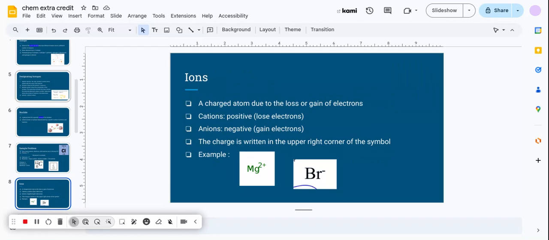For ions, so ions are a charged atom due to the loss or gain of electrons. So cations are positive, which means you're losing electrons, and then anions are negative, which means you're gaining electrons. And the charge is written in the upper right corner of the symbol. So an example of magnesium, you have 2 plus because you are losing 2 electrons. And then for bromine, it is a 1 minus, which means you are gaining 1 electron. And when you have a 1 plus or minus, you don't write the number 1, you only write the negative sign.